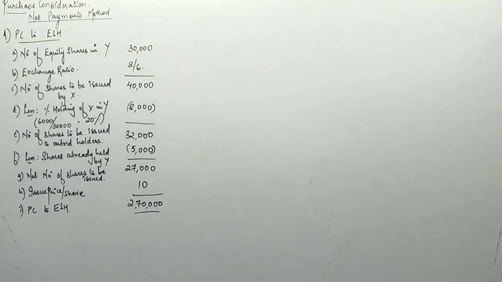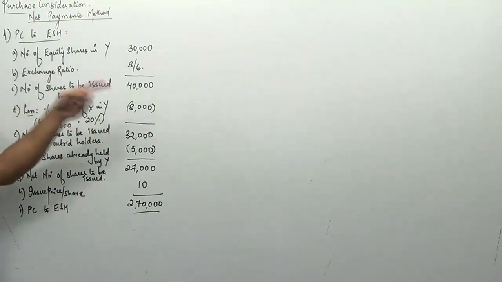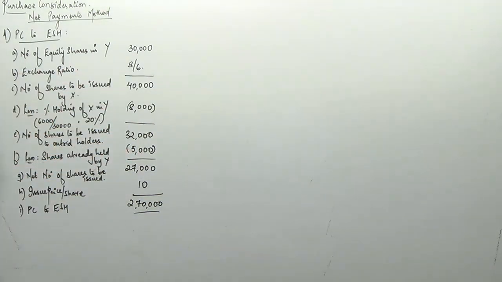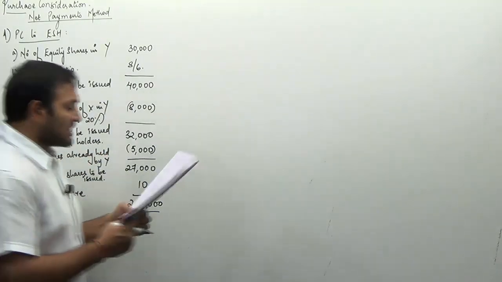First, the number of shares using the exchange ratio. Out of this, 20% are held by the purchasing company itself. So if I pay the entire 40,000 shares, 8,000 shares will be received back by the purchasing company. What is the point of issuing shares and receiving back? Deduct that. And 32,000 should be issued to the outside holders, of which again 5,000 shares they already hold. I will not take over this investment. So the balance shares are 27,000.